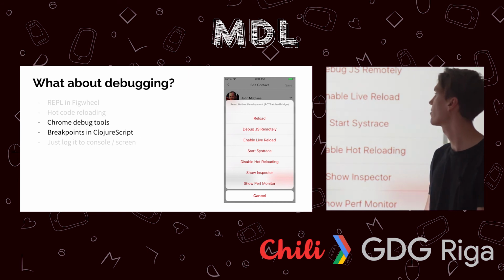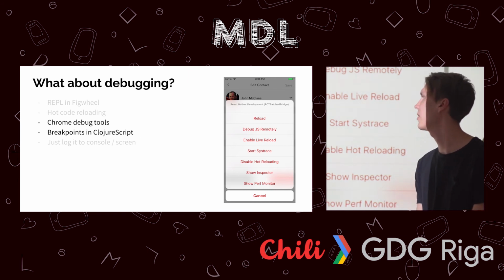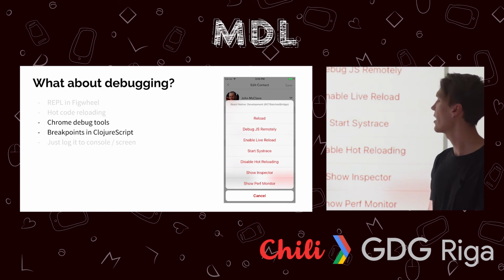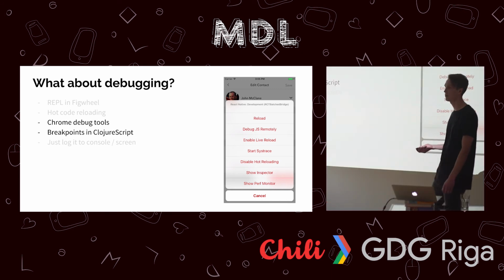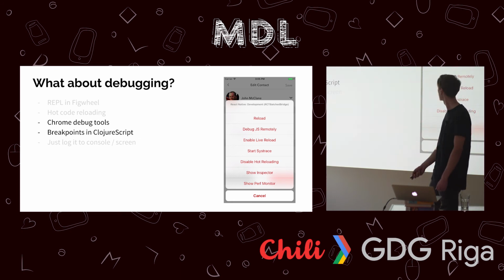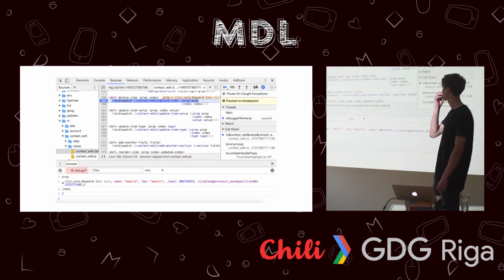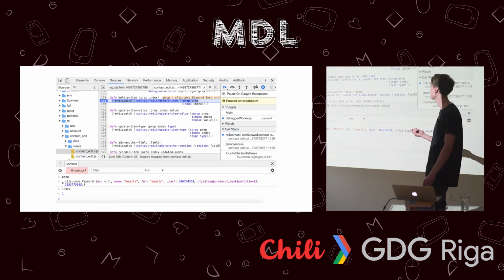And something more interesting is Chrome debug tools. You can enable the developer menu on your native applications and you have the option to debug JS remotely. What it does is launch a localhost in Chrome, and you can actually put breakpoints in the ClojureScript. I know, crazy. From there you can put breakpoints and you can inspect what's inside of the passed parameters, what the values are.